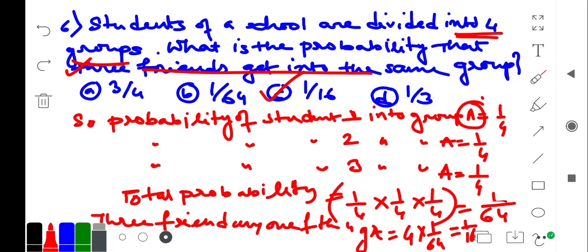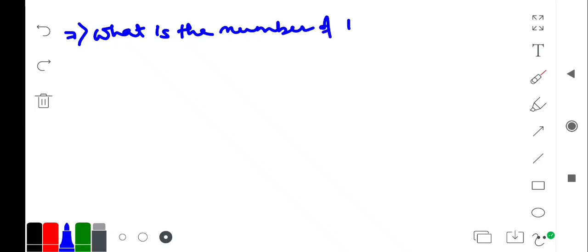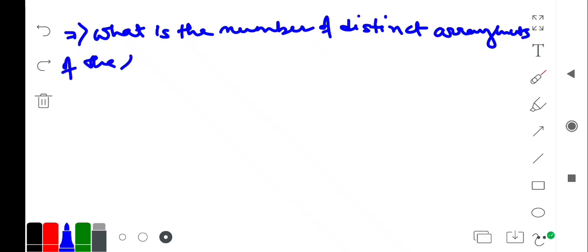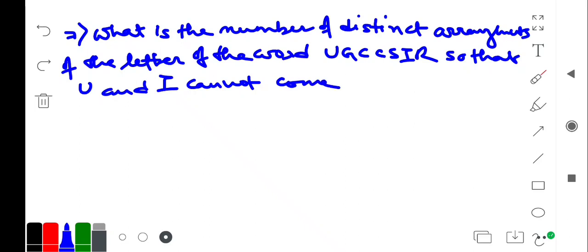The last question is 7. What is the number of distinct arrangements of the letters of the word UGCCSIR so that U and I cannot come together? এমনভাবে সাজাতে হবে যে U and I cannot come together.